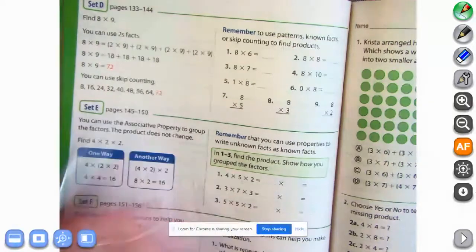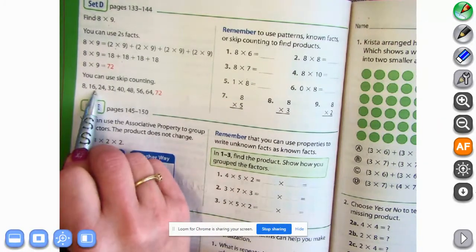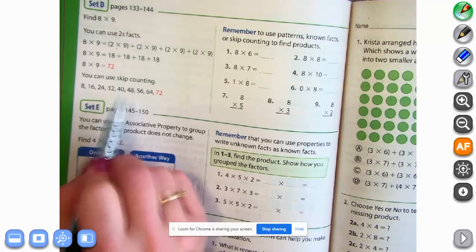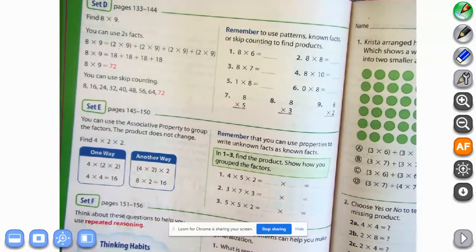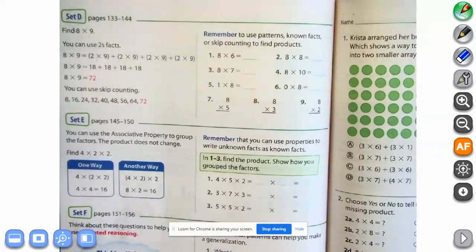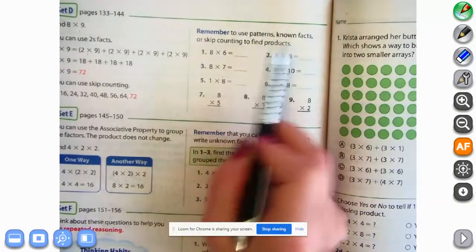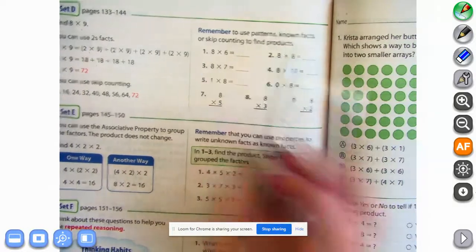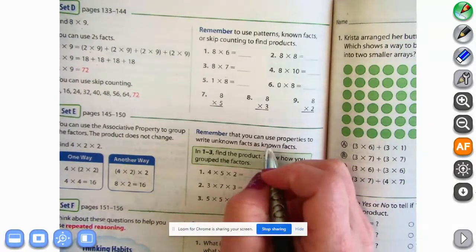You can use skip counting as well and skip count by 8 9 times. 8, 16, 24, 32, 40, 48, 56, 64, 72. I'm trying to use the tune of the Number Rock song for 8s. So practicing that one will help you with your math facts too. Remember to use patterns, known facts, or skip counting to find products. All right, let's do a variety of them.